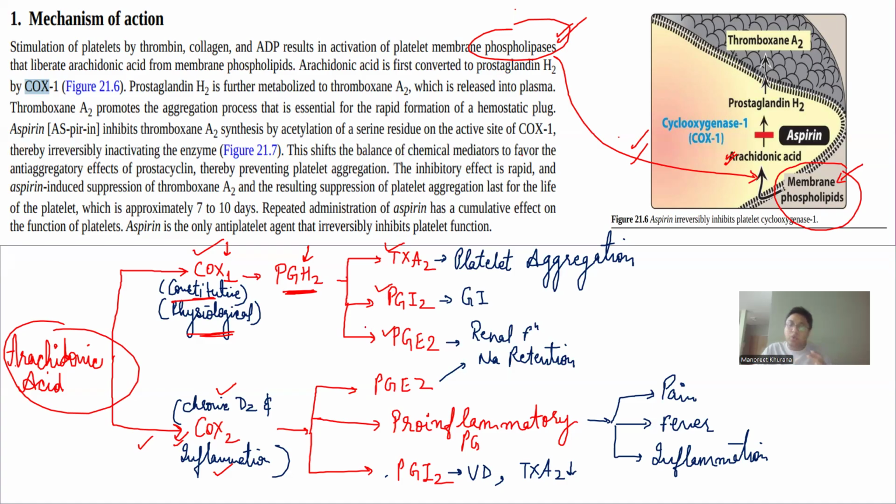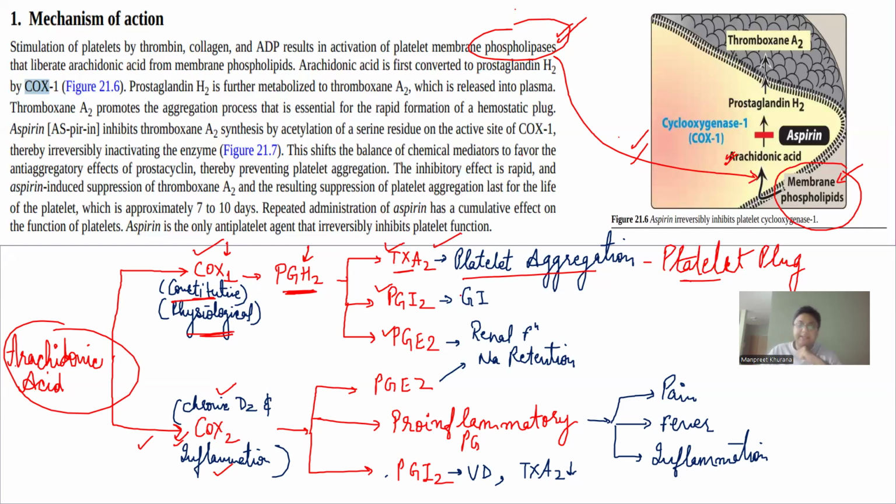Now, what are the various actions of these prostaglandins and thromboxanes and prostacyclins? This thromboxane A2 is a type of platelet aggregation, which helps in the formation of platelet plugs. So we can say that the platelet plug is formed with the action of thromboxane A2, which helps in the platelet aggregation. The platelets aggregate.